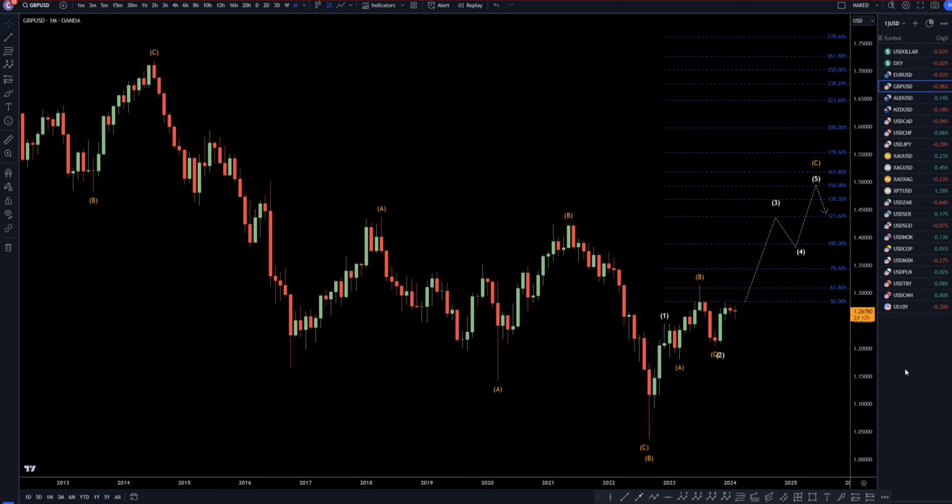Today is Tuesday, February 27th, and I'm going to be analyzing the pound US dollar starting on the monthly, working my way down to the 1 hour time frame for the full top down analysis.